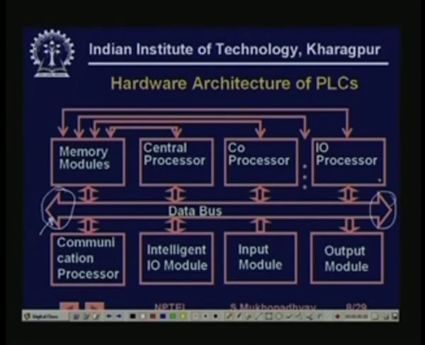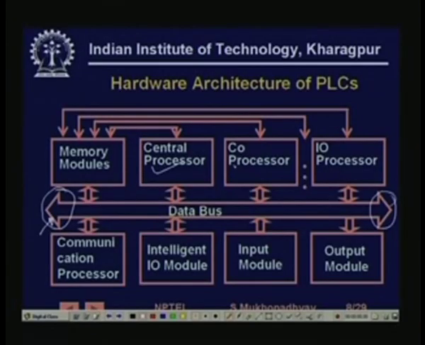And sometimes these modules may not be situated on the same row. Sometimes they will be connected one after the other. Sometimes they may be connected in a cabinet which is a little distance away. So, this bus really has to extend sometimes using cables also. So, you have central processor, various kinds of co-processors, I/O processor.